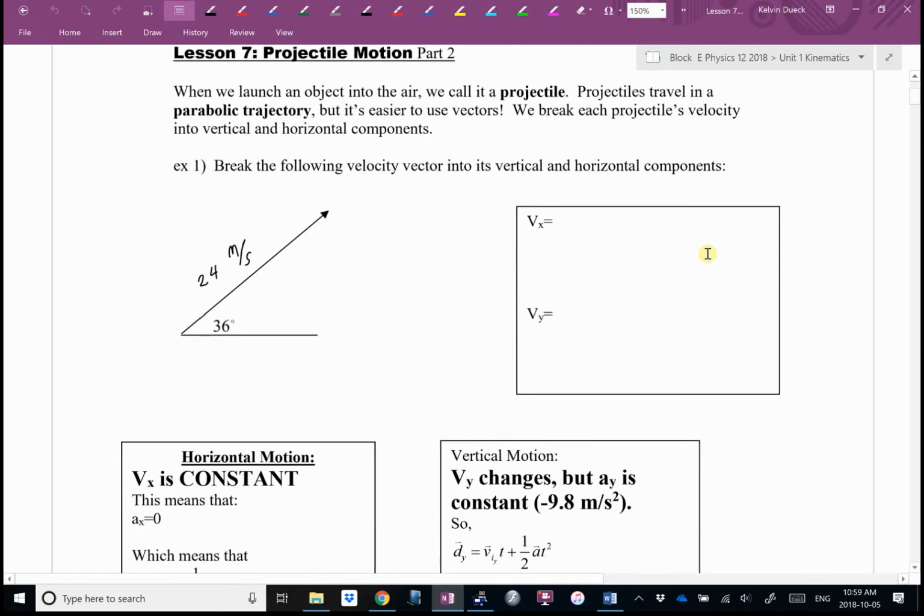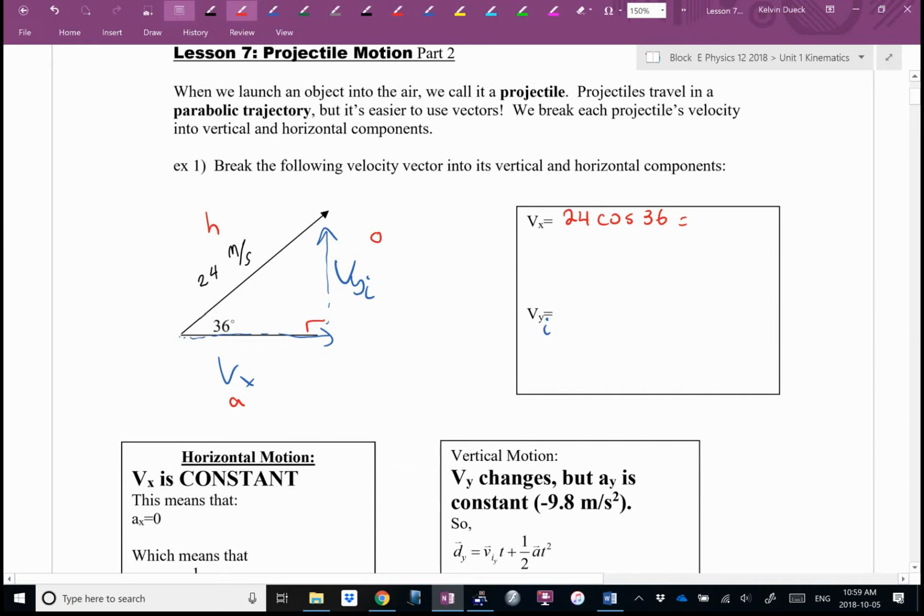Example 1 says, break the following velocity vector into its vertical and horizontal components. Okay, I see an angle. This is a job for components. So here's Vx, here's Vy initial. Vy initial, opposite, adjacent, or hypotenuse? Opposite. 24, hypotenuse. Vx, adjacent. Vx, which trig function? Cos? In fact, I think Vx is going to be 24 cos 36.